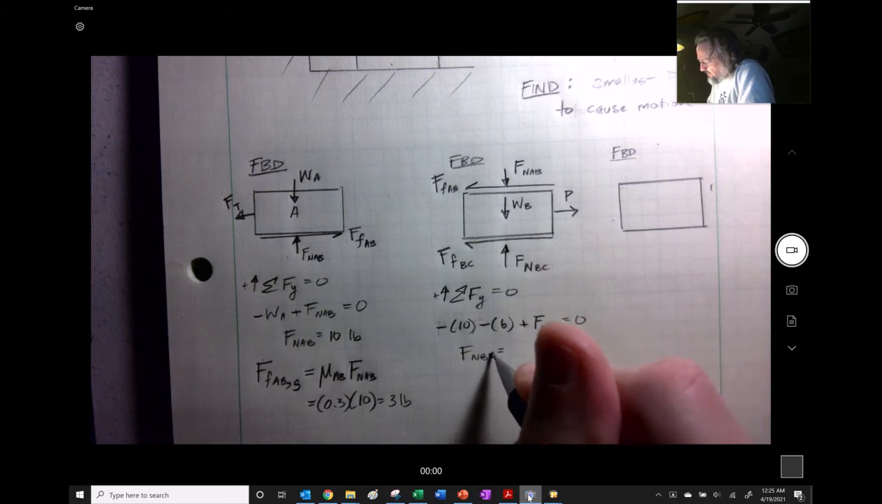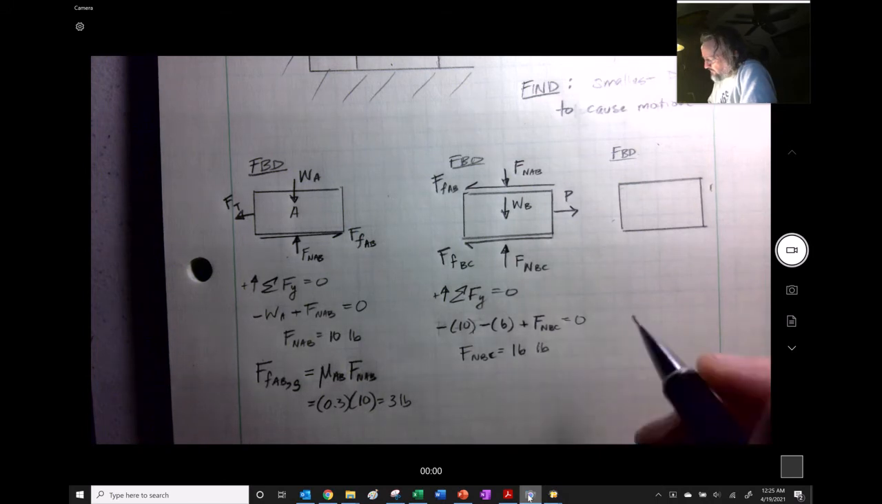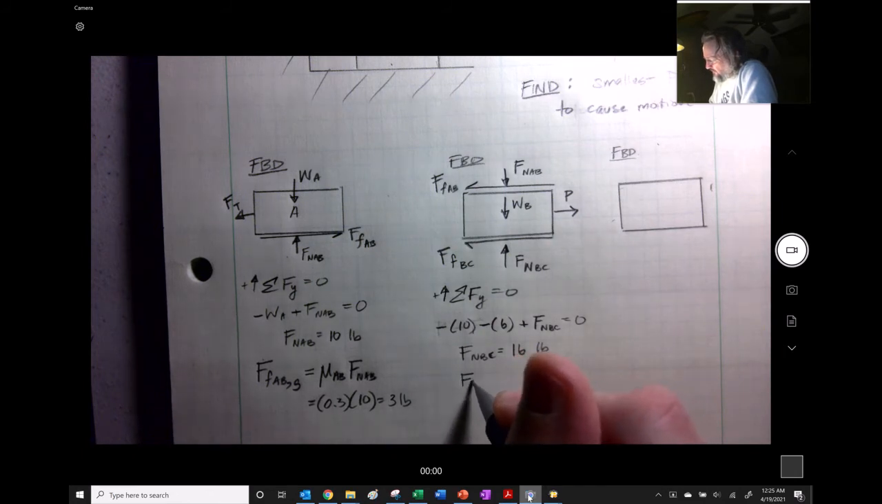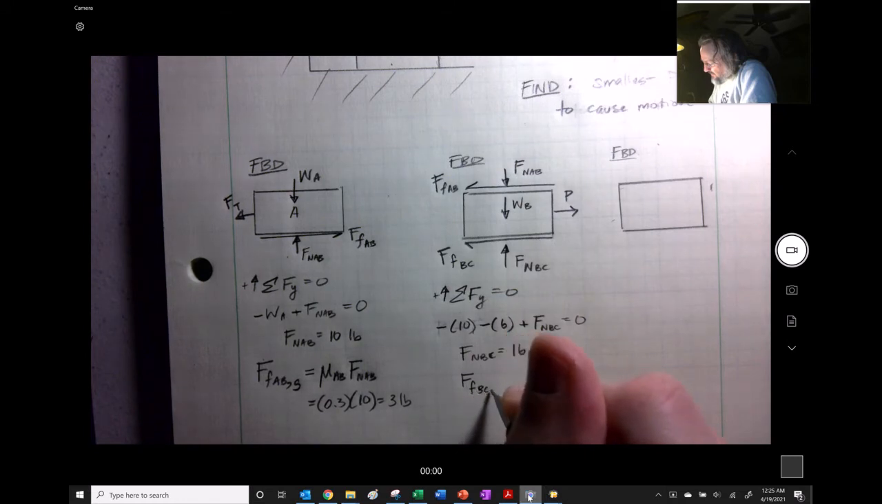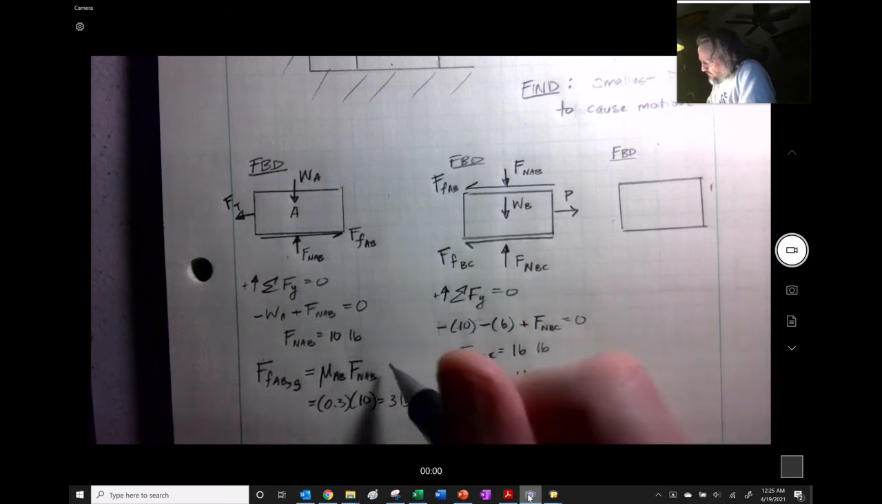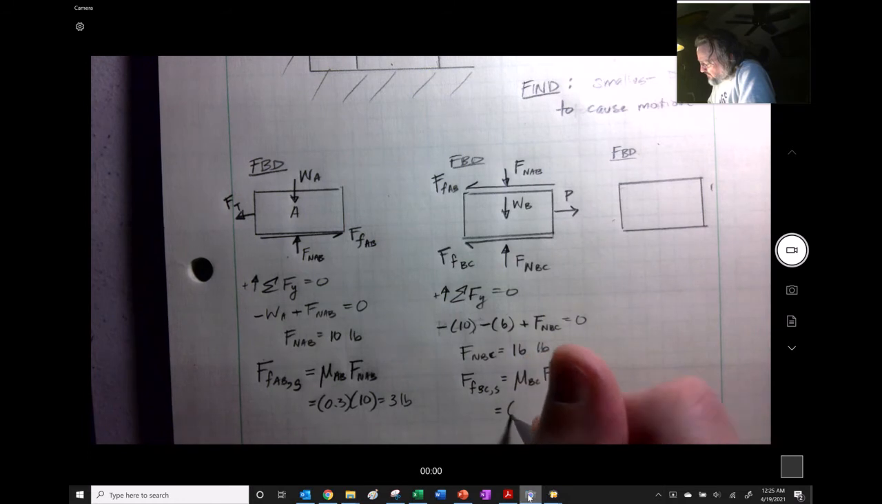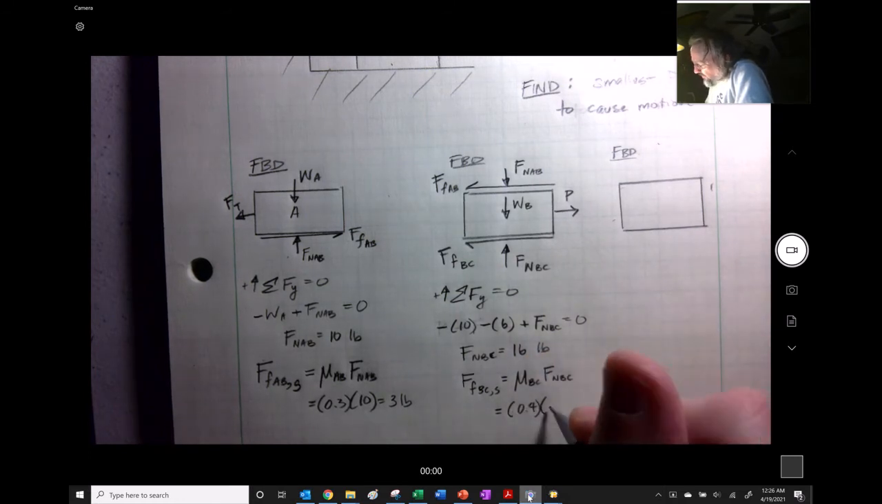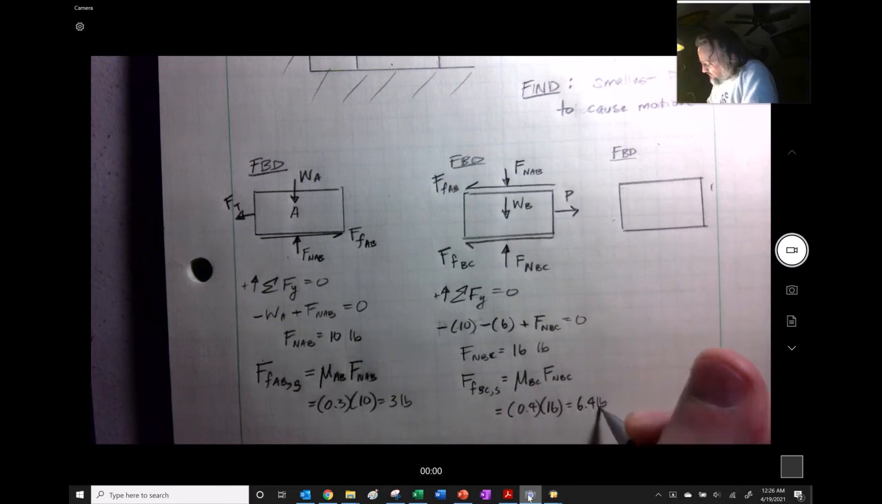FNBC is now equal to 16. Okay, so now FFBC,S let's call it, mu BC times FNBC. That's going to be our 0.4 times our 16. Where are you? 16? Yes. Which is 0.4 times 16, or 6.4 pounds. Not a lot.